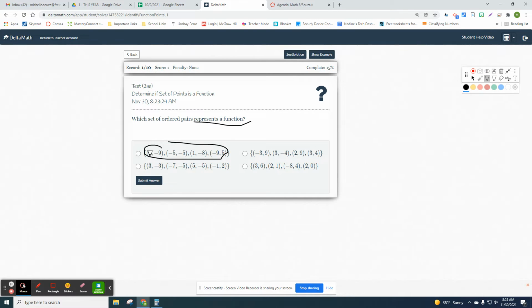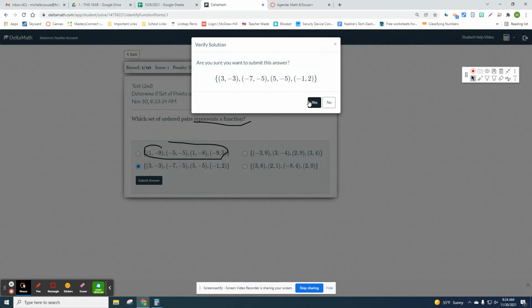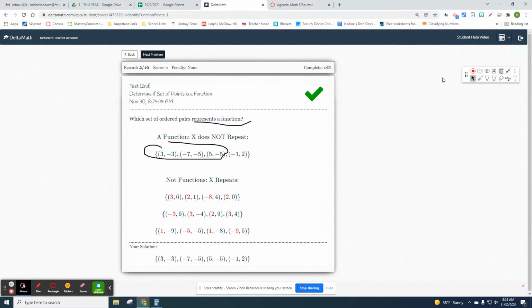All right, let's look at this one. We have 3, -7, 5, and -1. There are absolutely no repeats in my x values, my inputs, so this is my answer.